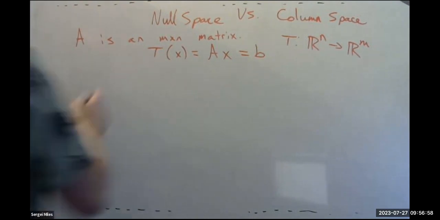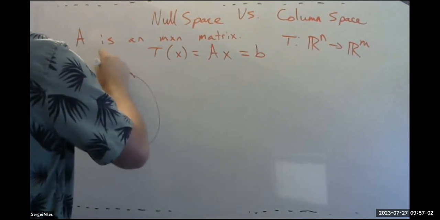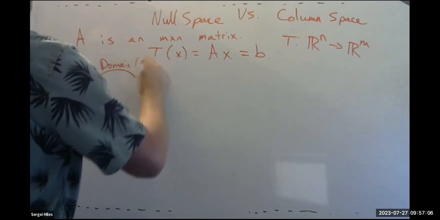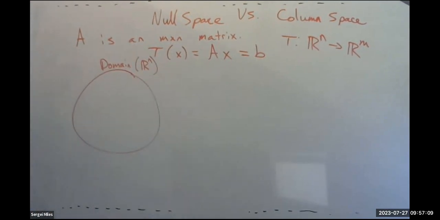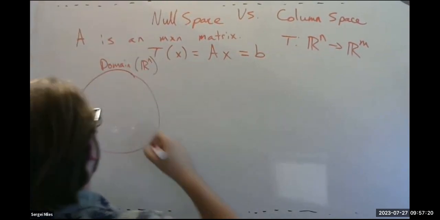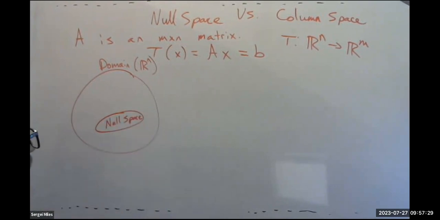All right. So imagine that this is our domain. This is Rn. What then is the null space? Well, we said earlier, the null space is a set of inputs. It's the set of x's which get mapped to the 0 vector. So the null space, well, it's this thing inside of my domain, right? It's inside of my domain.